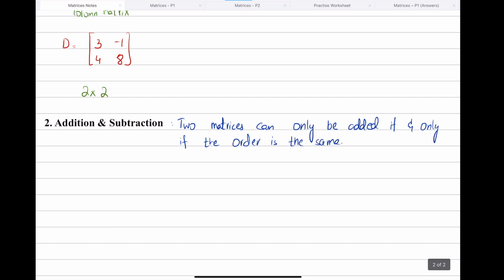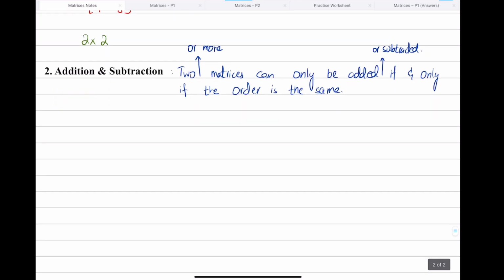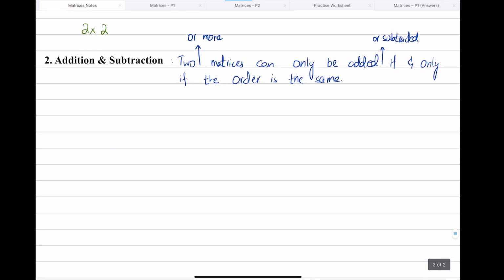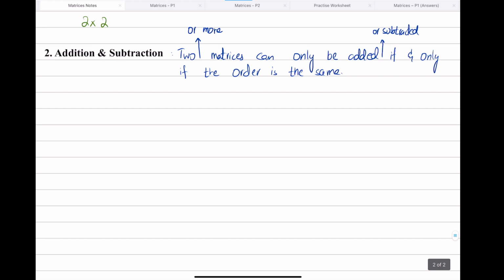And it's not just two. Two or more matrices can only be added, and again, not just added but also subtracted, if and only if the order is the same. So for addition and subtraction, there's just one same rule, and that is the order has to be the same. So let's look at a few examples.